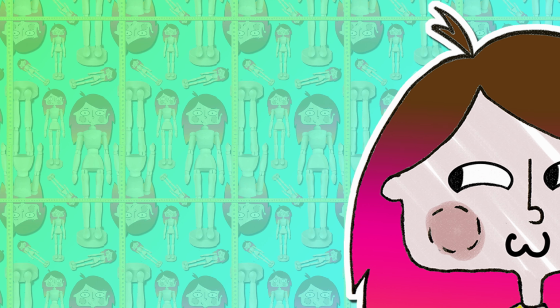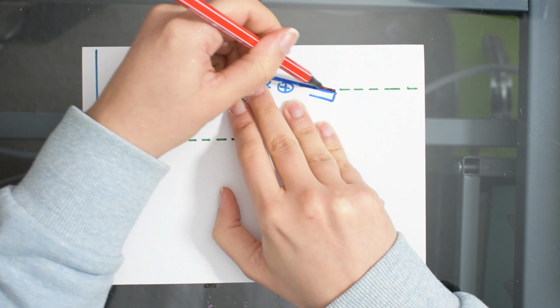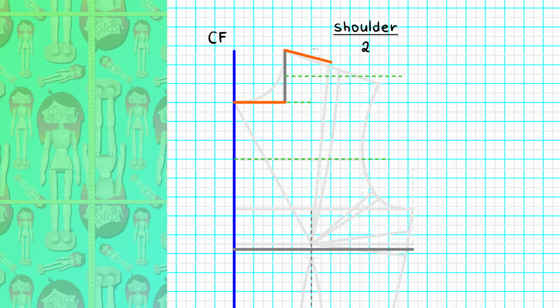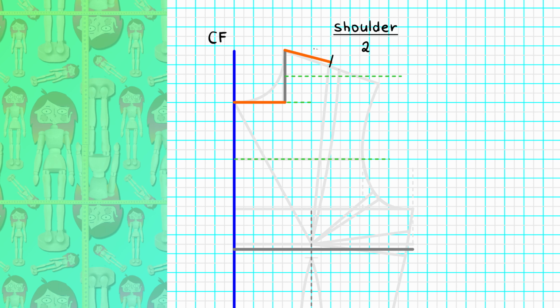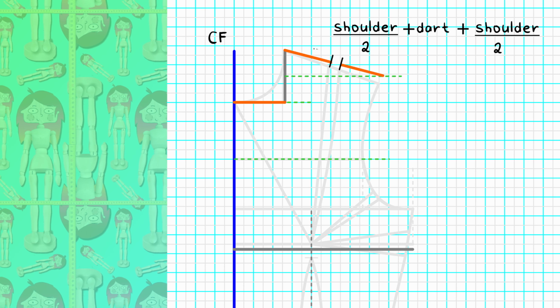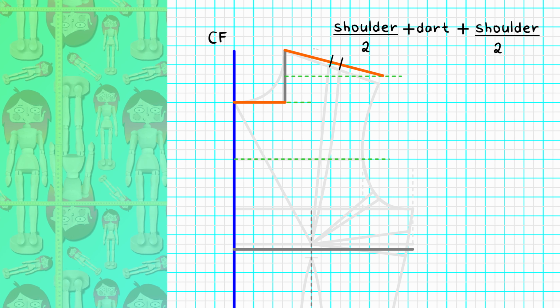You have to take your shoulder measurement and add the measurement of the dart according to your cup size. More info on that PDF file that I left below. Take that total measurement and with your ruler, find the exact spot that measurement lands on your new guideline. Measure half of that shoulder, mark that spot for the first dart leg, add the dart width, and measure the other half of the shoulder to see if everything matches. The total width should be the shoulder plus dart.